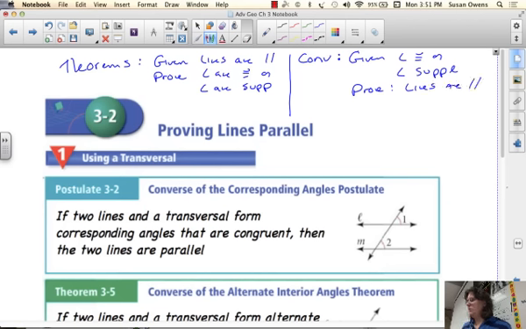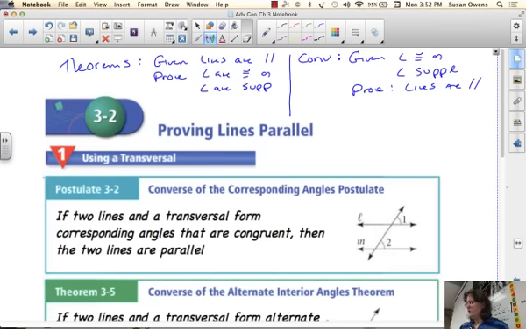So we talked about before that definitions are reversible. All definitions are reversible, but not all theorems are. If a theorem is reversible, if it does have a converse, we actually have to have a theorem that's a converse. And when you write it, you can just put CON for converse, and then you can write corresponding angles postulate, or whatever theorem you have.